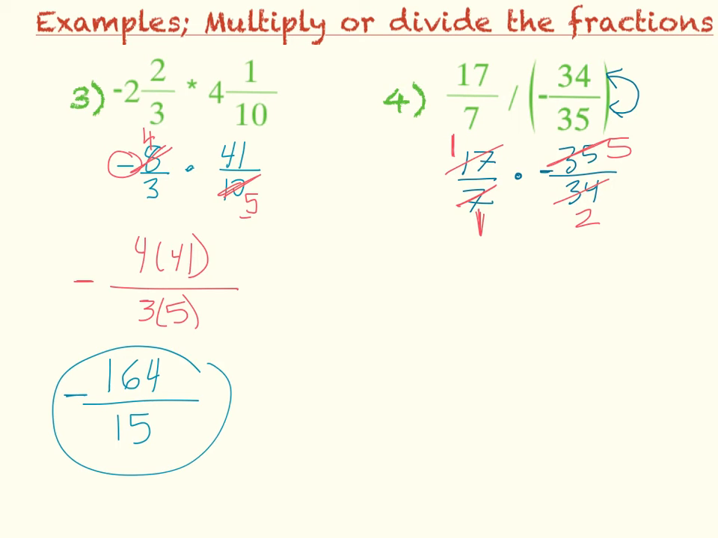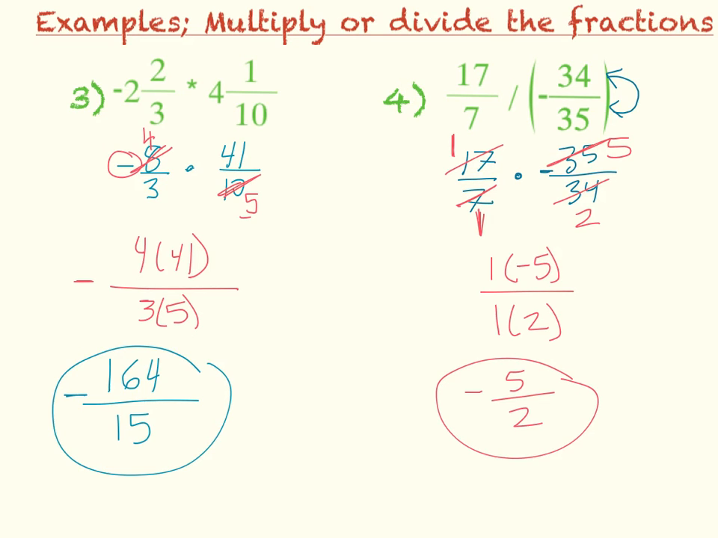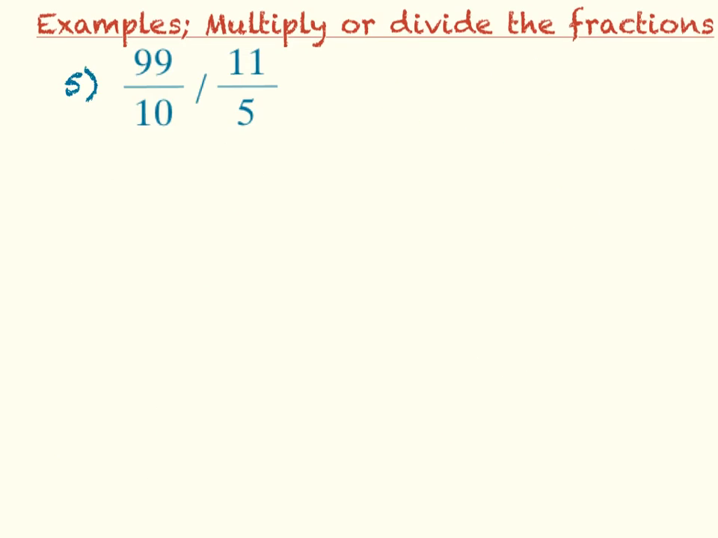Now I have a very simple problem. 1 times negative 5 over 1 times 2. So 1 times negative 5 is obviously negative 5 over 1 times 2 is 2. And you can leave your answer as negative 5/2. And the last example here, 99 over 10 divided by 11 over 5. So again, we're going to start, because it's a division problem, by flipping the second fraction.